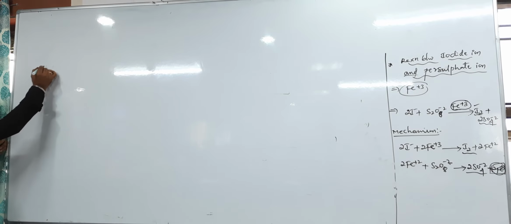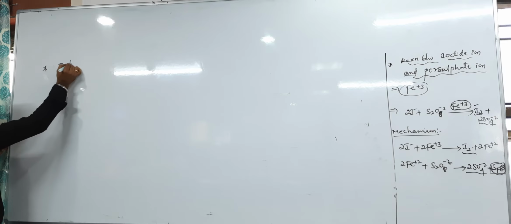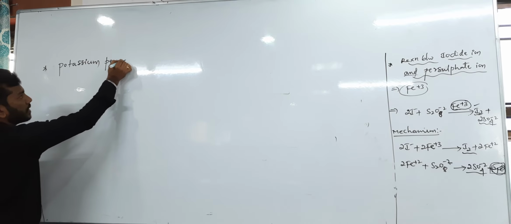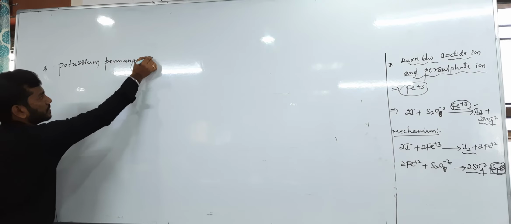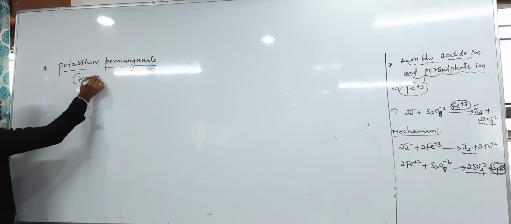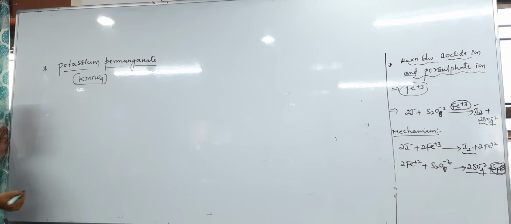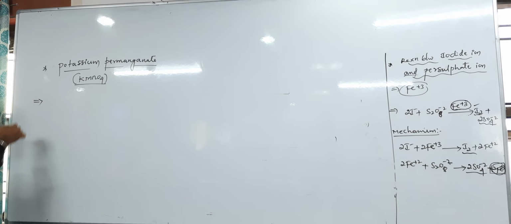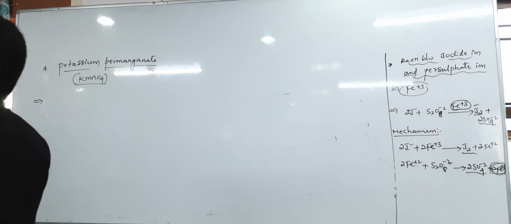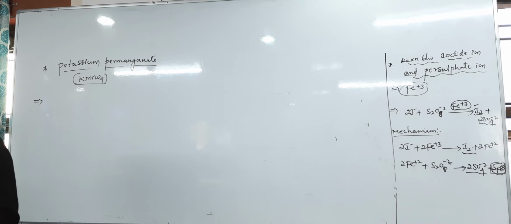So next we have potassium permanganate, guys. The molecular formula of potassium permanganate is KMnO4. First, I will talk about the physical appearance. So how does KMnO4 look? It is a purple colored crystalline solid, which is faintly soluble in water, guys.